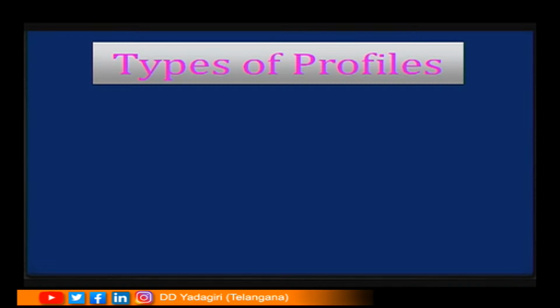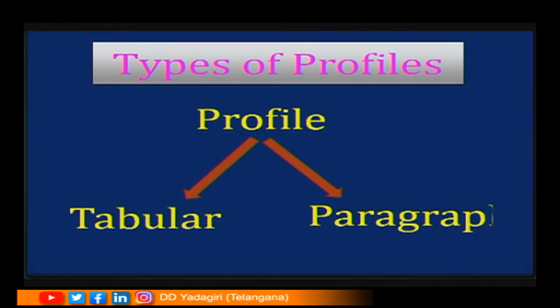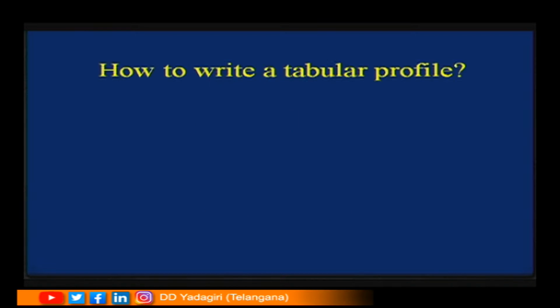Now, let us observe the types of profiles. Majorly we can find many types of profiles, but here we are discussing two kinds of profiles, those are tabular form and paragraph form. So, we can write a profile in tabular form and we can write a profile in paragraph form. Let us observe how we could write a tabular form of profile.